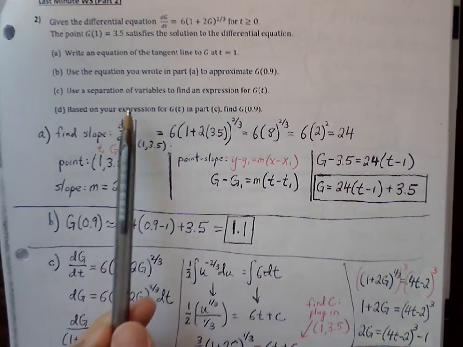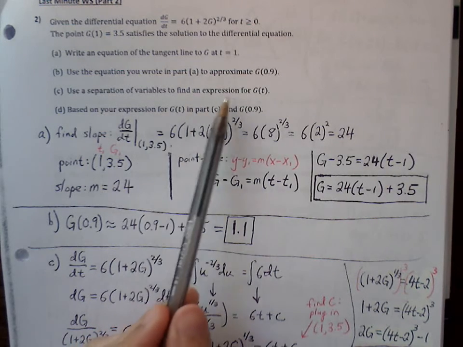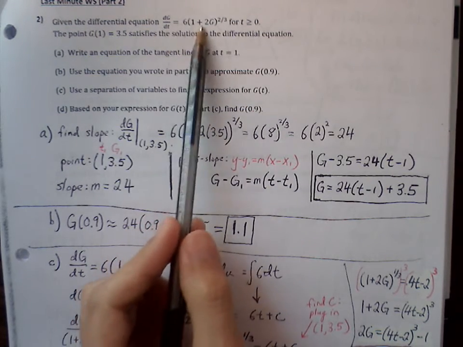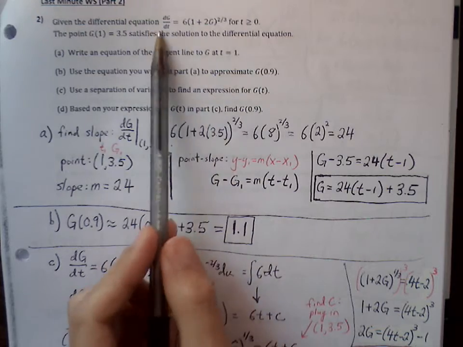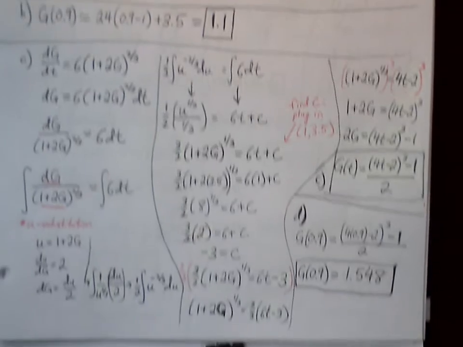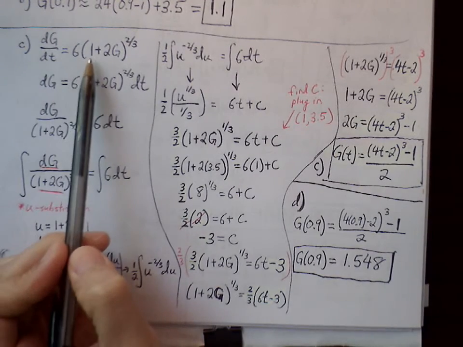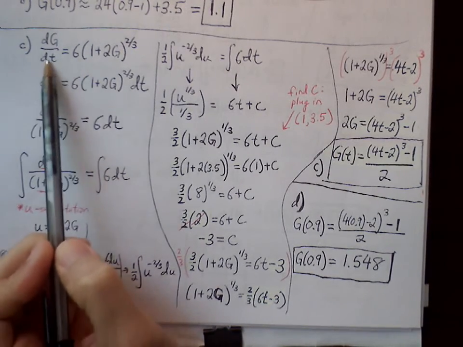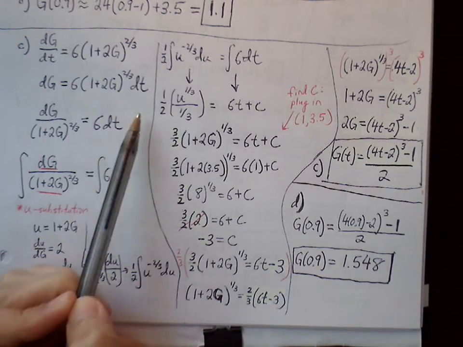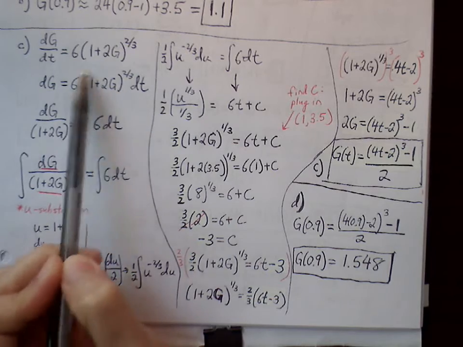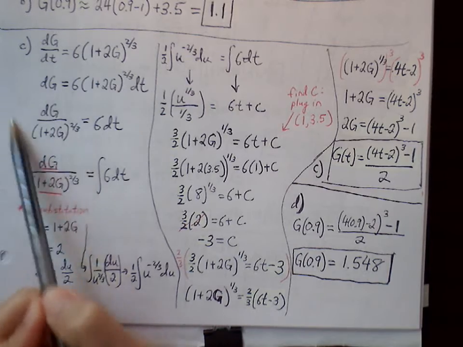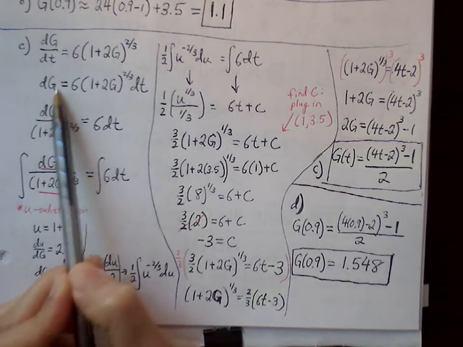Part C, use separation of variables to find an expression for g of t. So we're going to solve for g, but we're going to cross multiply and separate the variables: g's on the left, t's on the right. Here's my differential equation, which is what's given to us. First thing I did, multiply both sides by dt. Now everything is up in the numerator. We're going to divide the parentheses over. Once we divide it over, now we have full separation. We have the dependent variable information on the left and everything else on the right.